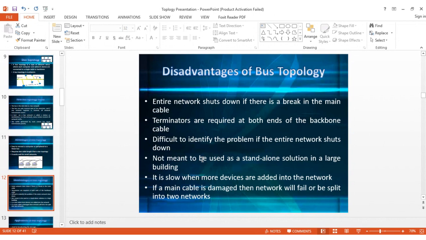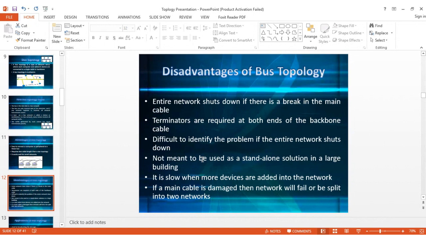And in case you add more devices, for example, if you have 10 computers on that network and you add 5 computers, it becomes slow. That is another effect. It is slow when we add more devices. Still, it is difficult to identify the problem. If there's a problem with the network, it is difficult to troubleshoot. It is difficult to diagnose the problem. Those are the limitations.